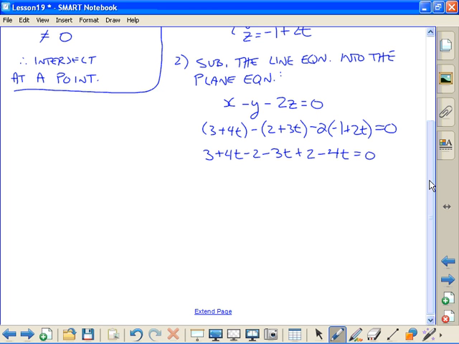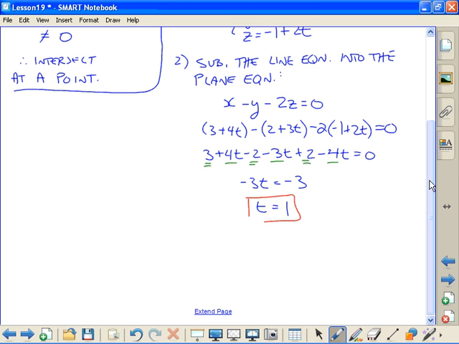So collecting my t's together, 4, 1, -3. And my numbers, 3. That gives me a 1. That gives me a 3. To the other side. So I find t equals 1.